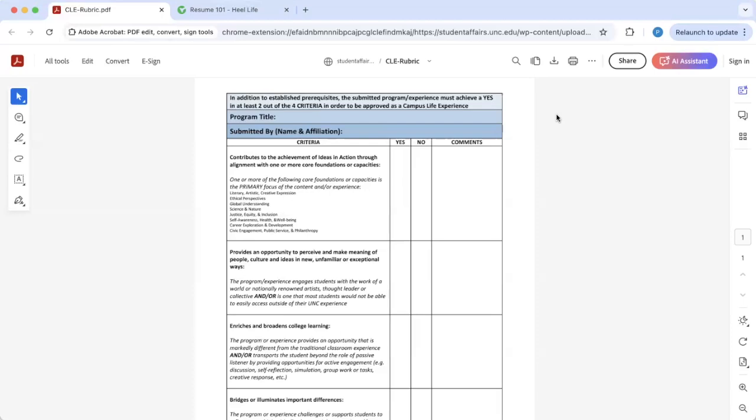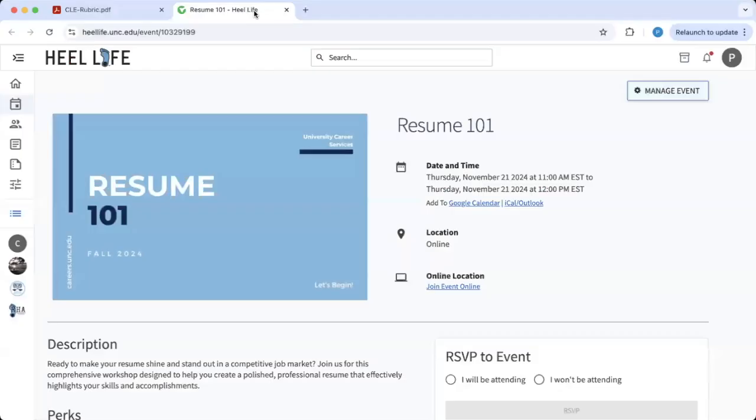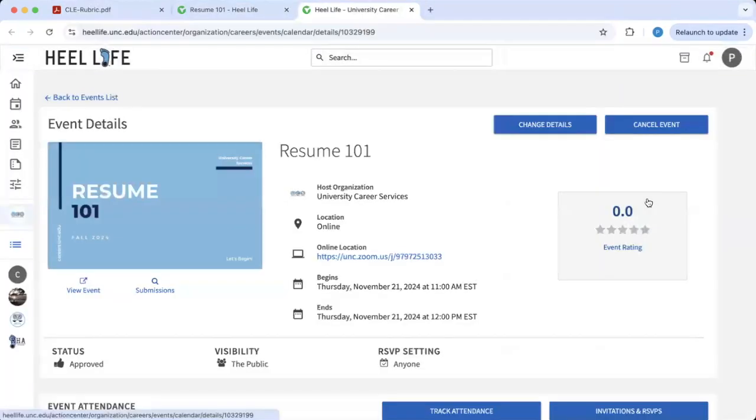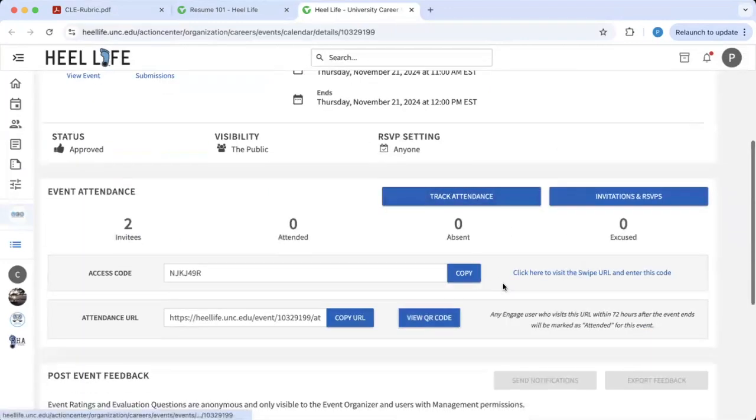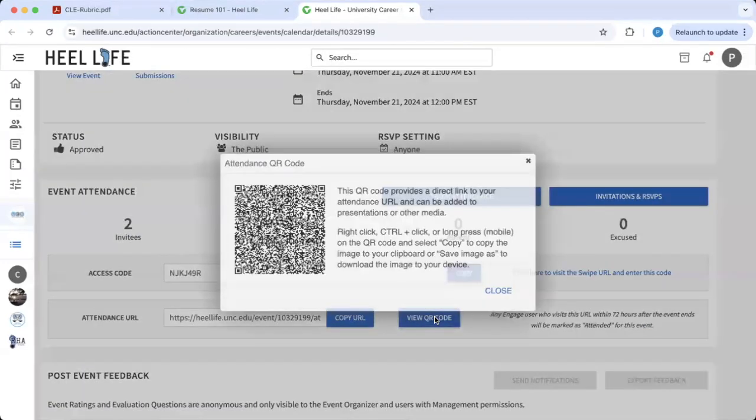Now, secondly, the event hosts must track attendance through the QR code provided by Heel Life for each specific event. To access this QR code, I'm going to show you an example using an event we have on Heel Life. So first, go to your event page and click on the Manage Event button. This will take you to a new tab, allowing you to scroll down and hit the View QR code button.